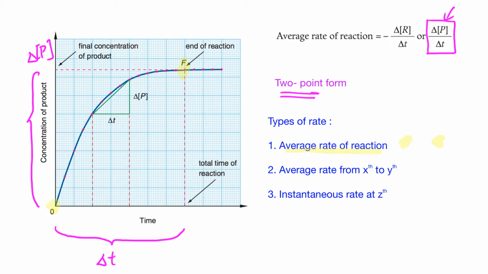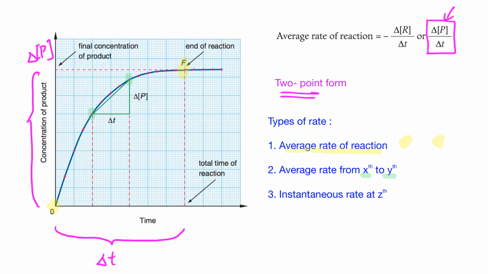The other one is average rate, but this time they will indicate two particular times, say for example, x and y. So if this one is x, this one is y, we are finding the two-point form between these 2 points. So this one is also called an average rate. We can use these 2 points to find out the average rate.